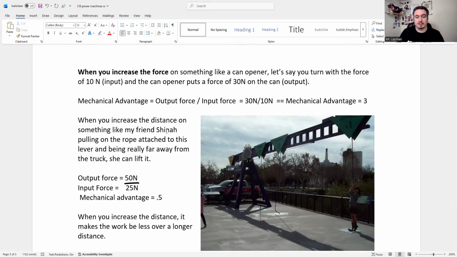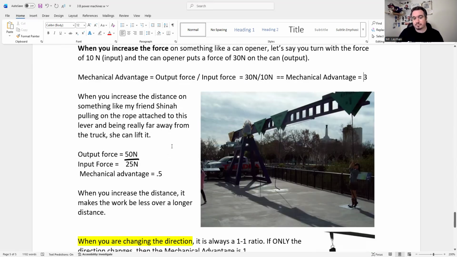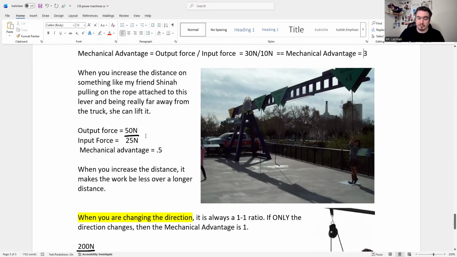When you increase the distance on something, like my friend Sheena pulling on this rope attached to this lever and being really far away from the truck, you can lift it. So you are increasing the efficiency of your mechanical advantage by being farther away with this lever. If you had a really, really big lever, you would be able to move just about anything.